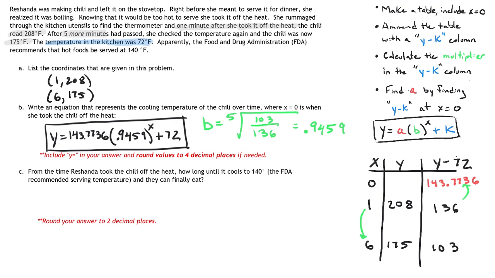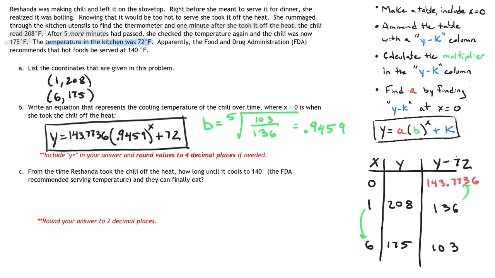What this equation tells us is the temperature over time. The temperature is decreasing. You have a multiplier of 0.9459, so therefore we know it's decreasing, and you see that in your table. You see that in your values. And so that's the equation piece.